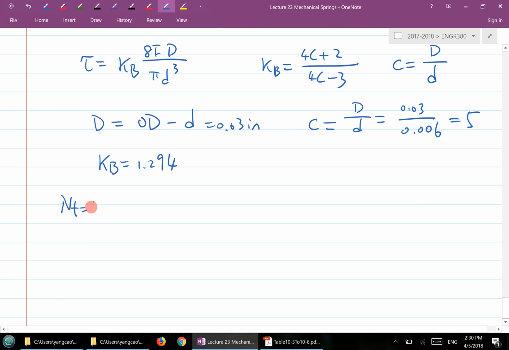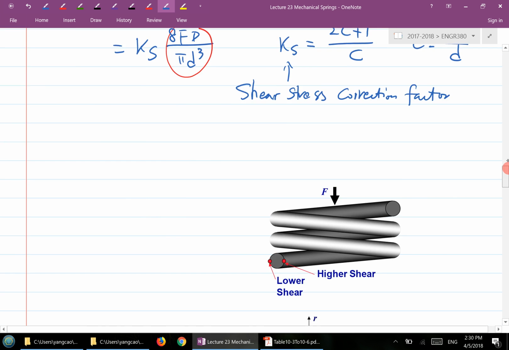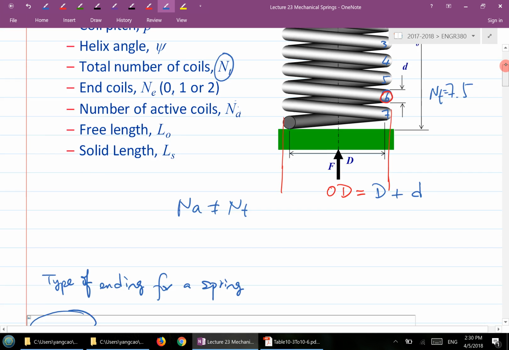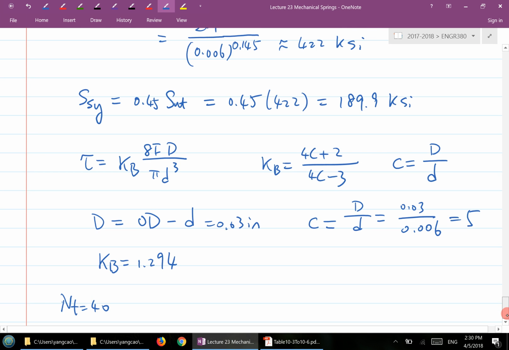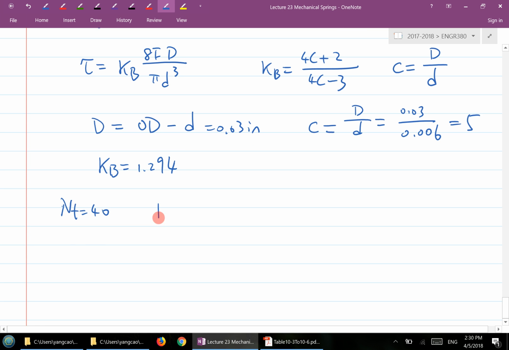So the question gives NT as 40. To calculate the solid length, we need the formula given in table 10-1. So which column do we use? The question tells you the type of spring is square and ground, so we need to use this column here. And solid length is d times NT, right? So that's the formula we're going to use. So LS equals d times NT, which gives us 0.24 inch.